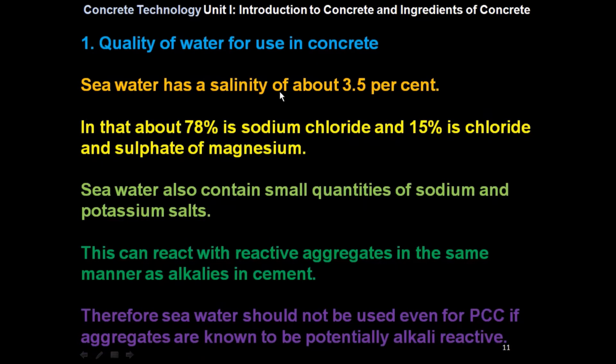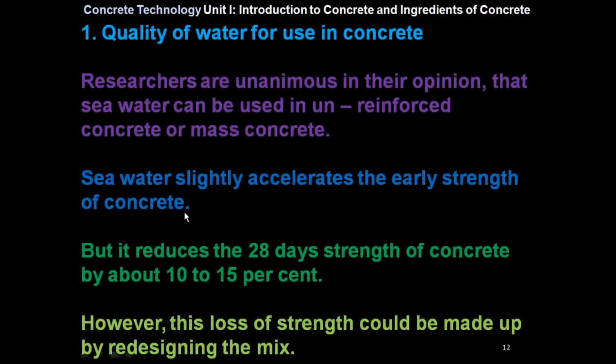Seawater has a salinity of about 3.5%. In that, about 78% is sodium chloride and 15% is chloride and sulfate of magnesium. Seawater also contains small quantities of sodium and potassium salts. These can react with reactive aggregate in the same manner as alkalis in the cement. Therefore, seawater should not be used even for PCC, that is plain cement concrete, if aggregates are known to be potentially alkali reactive.